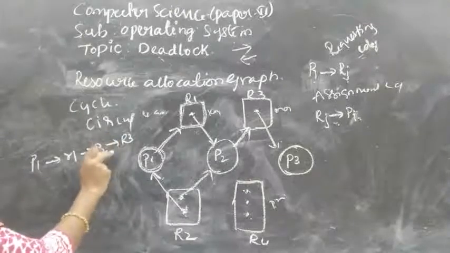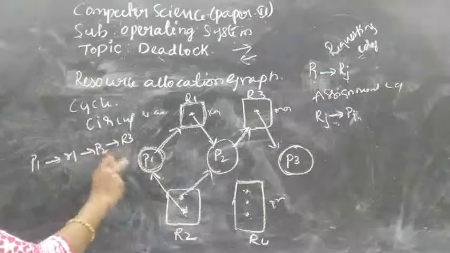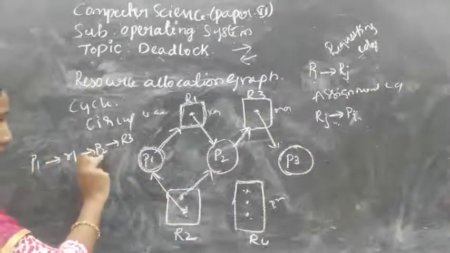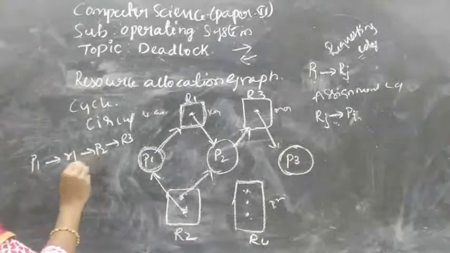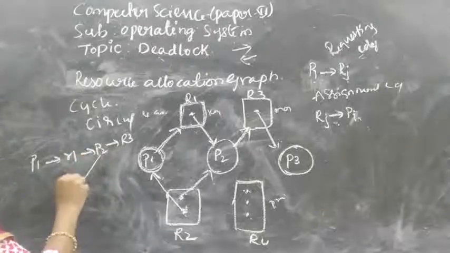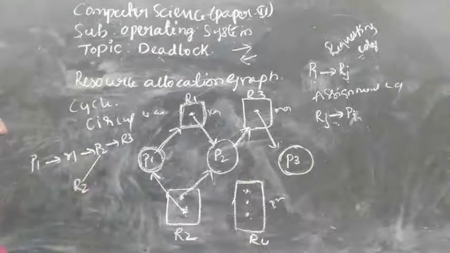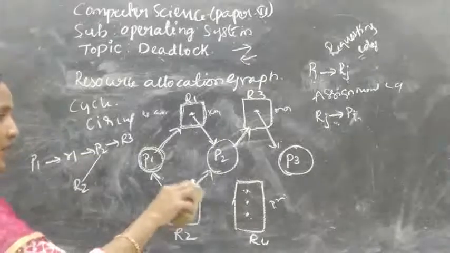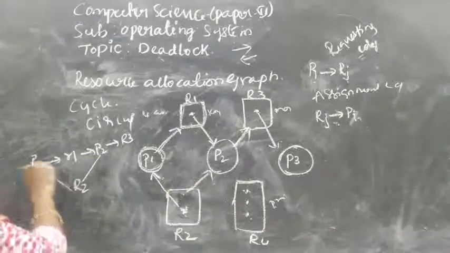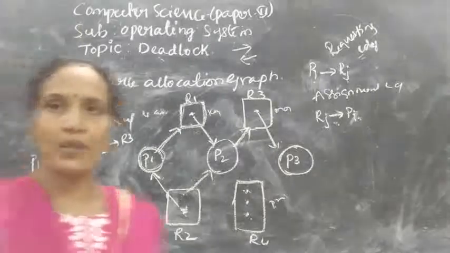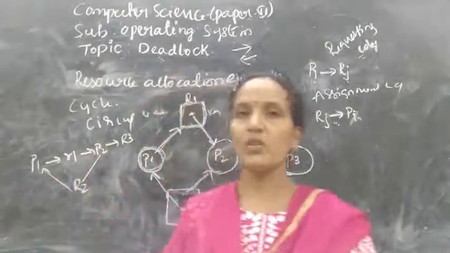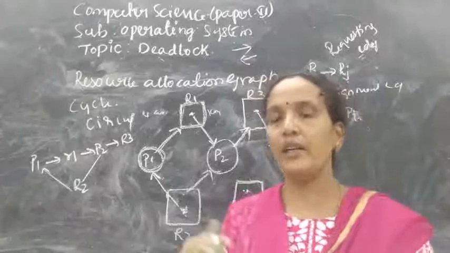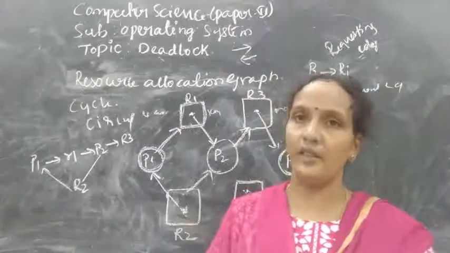Okay, but if the same resource in this graph, if P2 is requesting R2, and only one instance is there, for example, then that may lead to a deadlock. But there is a cycle. So if there is a cycle, then you can say that there is a deadlock.